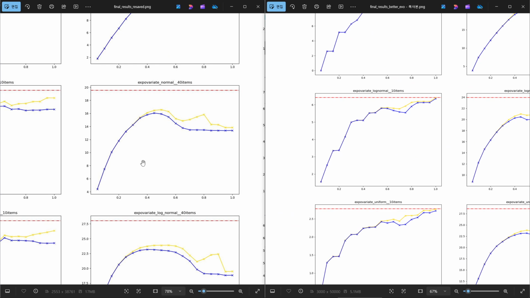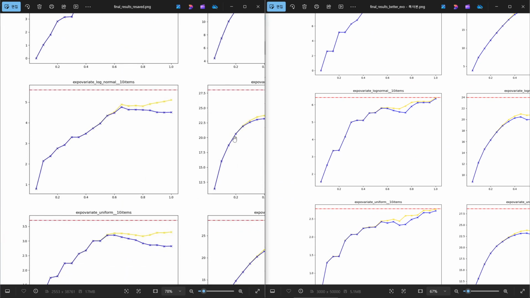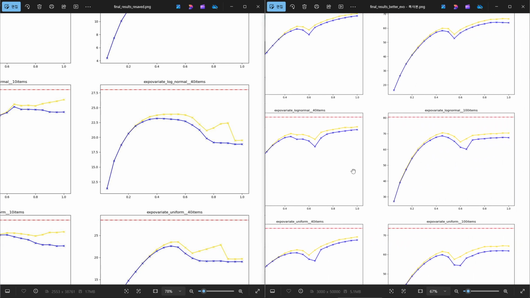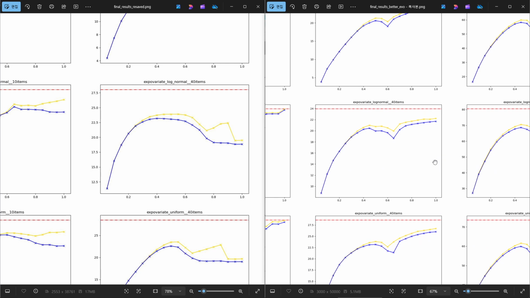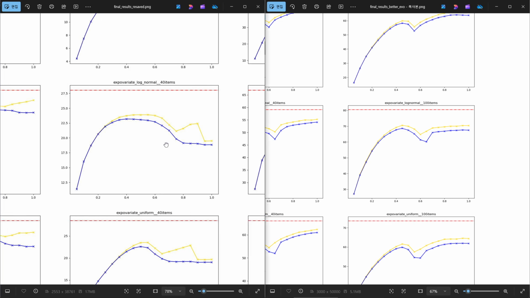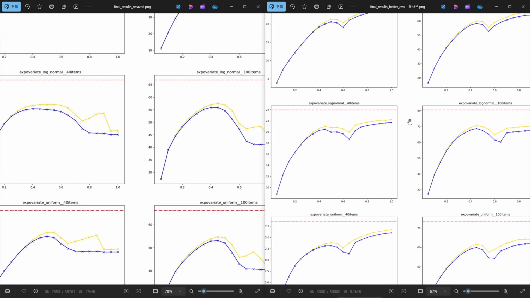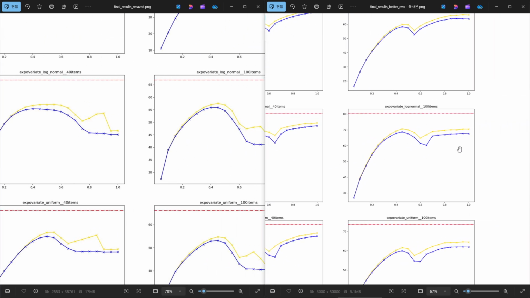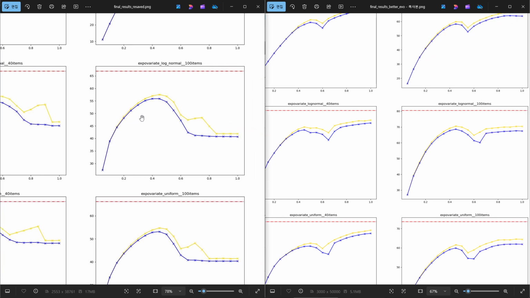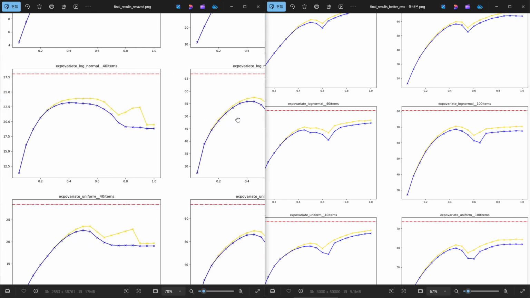Okay. Expovariate log normal, 10 items. Expovariate log normal, 40 items. Yeah, now this is, well, if you just look at this alone, you might say that something is wrong, something's definitely wrong. But if you compare it to this, it's a lot better.